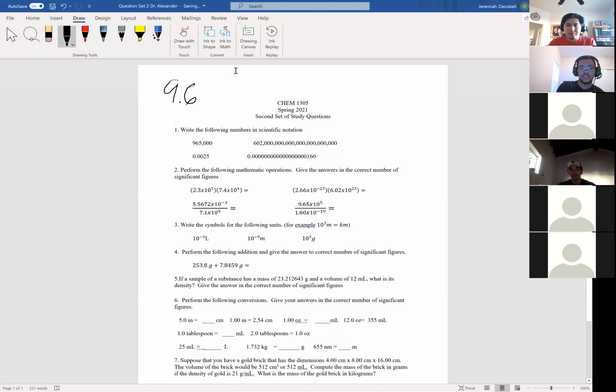Will it be 9.6, 9.65, or are we going to keep all of this, 9.65 times 10 to the 5th? So why do we put the 5 here in this case? Because there are 3 significant numbers, right? Perfect.